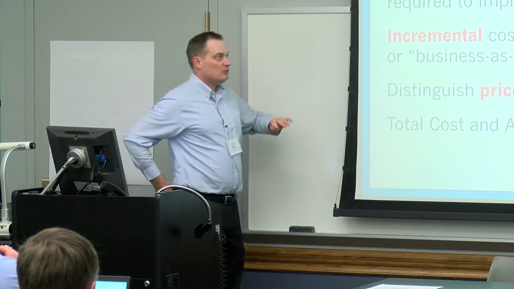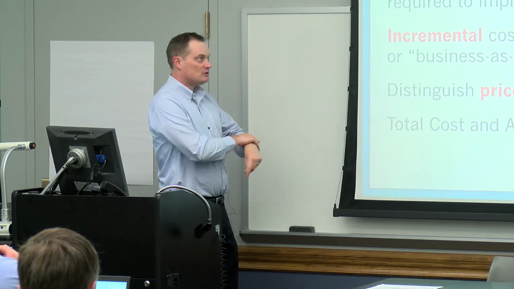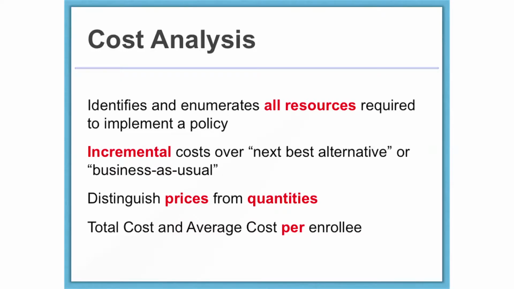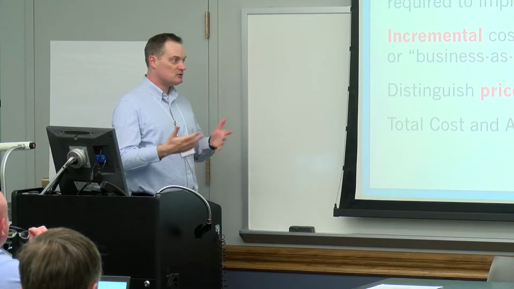Now, the ingredients method says we're going to distinguish the costs of something in terms of the price of each ingredient and the quantity, and Brooks is going to go through this all tomorrow. And we're going to report the total cost and the average cost per enrollee for our program, our intervention, our reform.